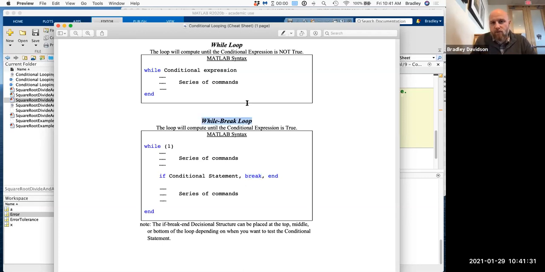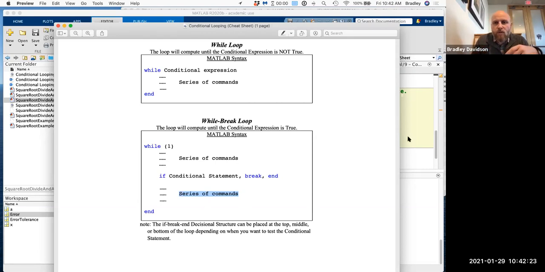Now, the advantage of the while break loop versus the while loop is that this conditional statement can go anywhere you want within the while loop itself. So in other words, your conditional statement can be up at the top. It can be the very first thing that you check on, right? So you jump into the loop and you can test your condition. Or you can execute a series of commands and then test your condition. Or execute some and then do more commands. Or you can do all of your commands and test your condition at the end. So it's what would be called a pre-test, a post-test, or a middle test. And this gives you the flexibility to actually streamline your code a little bit and make it a little bit more understandable.